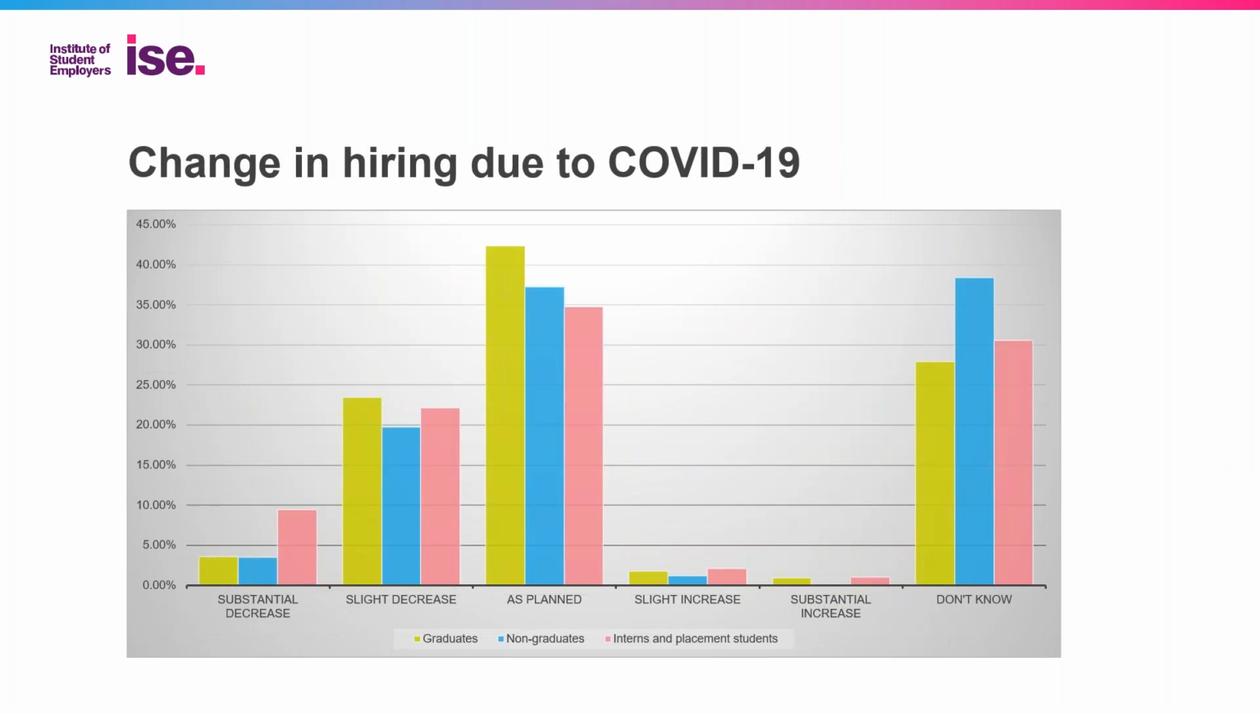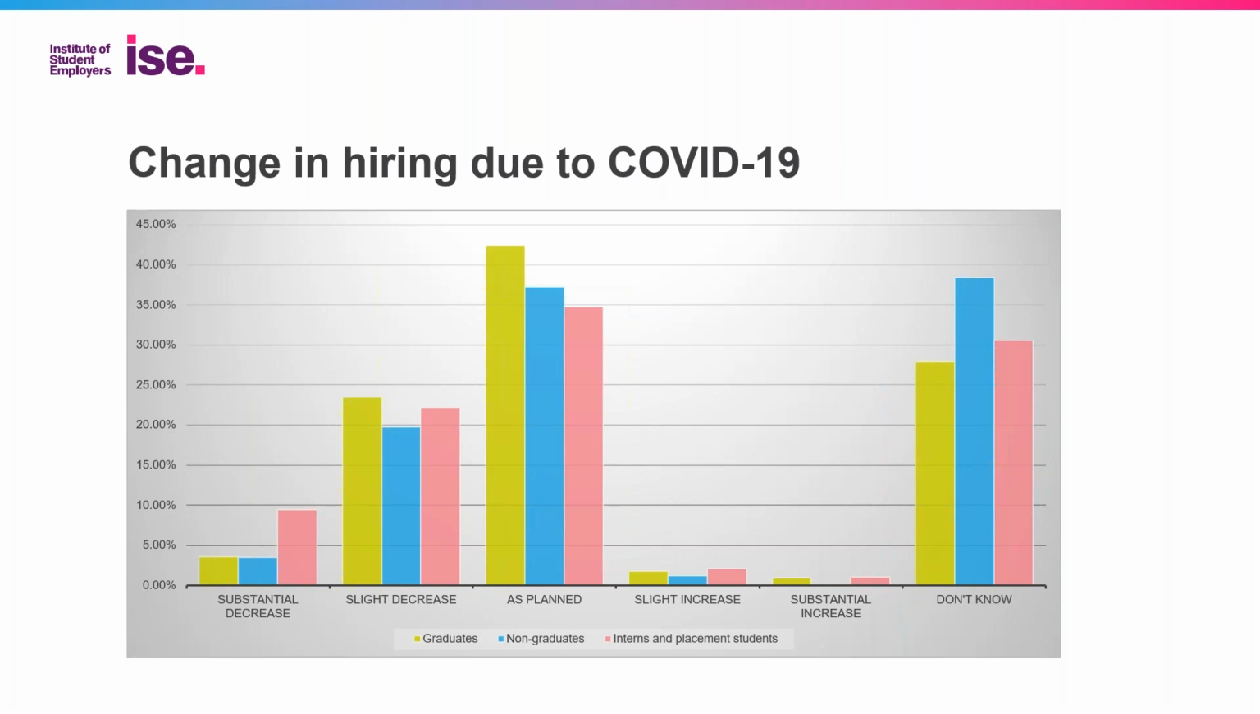Most importantly, though, we asked how employers were planning to change their hiring. And what we saw was that about a quarter of employers were looking to reduce their hiring, and then about a third to 40% were planning to continue as planned. And then a really important group, a third, were saying at that time that they didn't know what was going to happen. They weren't sure what they were going to do. And one of the key questions is, do those don't knows start to move into the decrease level?